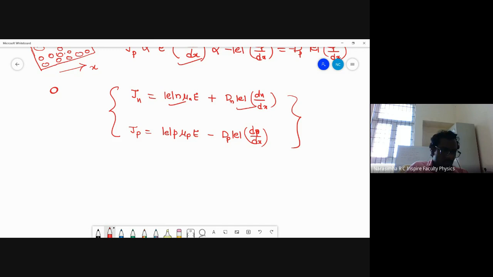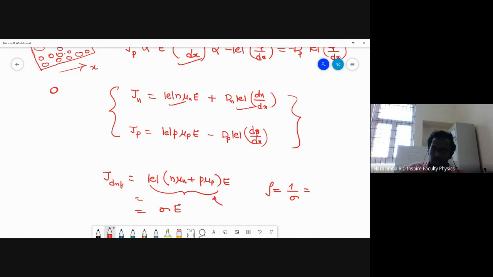So now let me write down the J due to the drift. I already wrote it: n times mu n plus p times mu p, times the charge of an electron, right? So the quantity in front of this electric field you can write down as sigma, that is the conductivity. Once you know the conductivity, you can calculate the resistivity as 1 over sigma, so 1 by the modulus of the charge of an electron times n mu n plus p mu p.